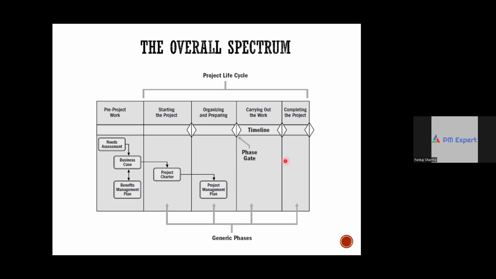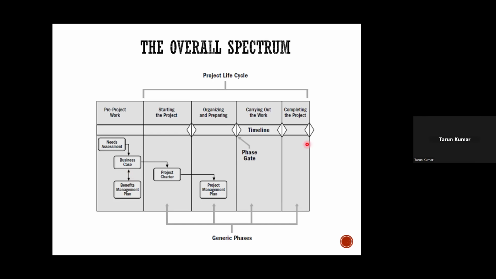Is that fine, guys? Now, we'll come back to this overall project spectrum, but before going into depth of this spectrum, can we look at some of the important documents such as business case, benefit management plan, project charter, project management plan, right? What is the relevance of these documents? What all contents do they contain? Can we go through the contents of all these documents, guys? Yes, please. So can we start with the business case? What does a business case contain? How does it look?